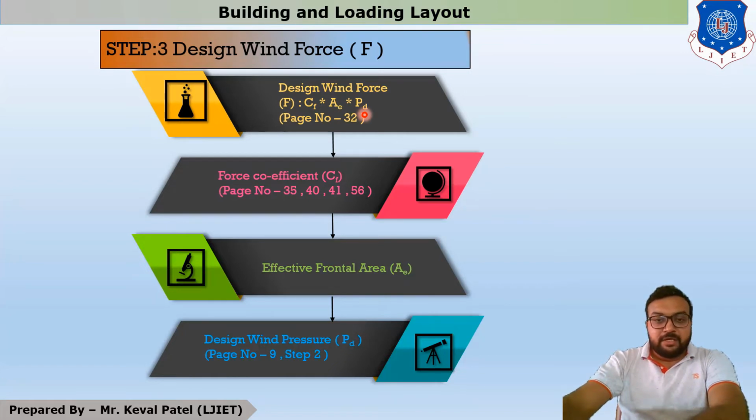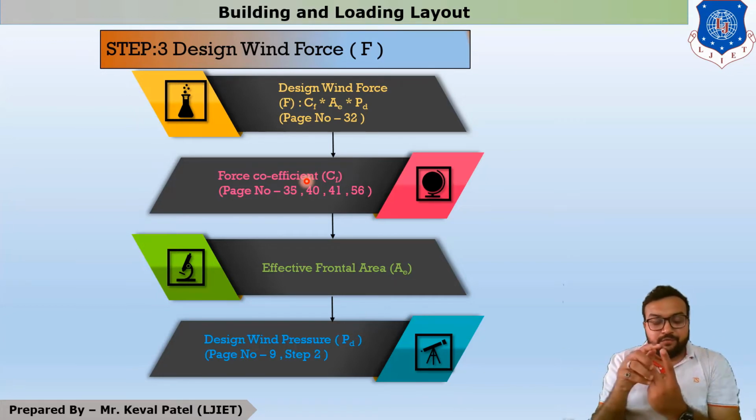Now if we have to find out the value of F, then we have to find out the value of CF. Now what is CF? CF means force coefficient. Now force coefficient is found from two methods, because in your syllabus there are two types of examples. First one is when a wind load is acting on any RCC building.